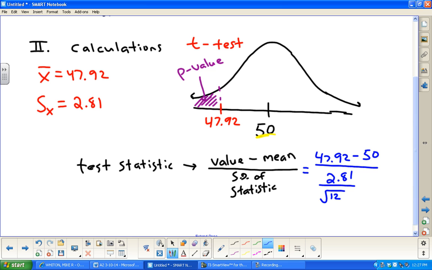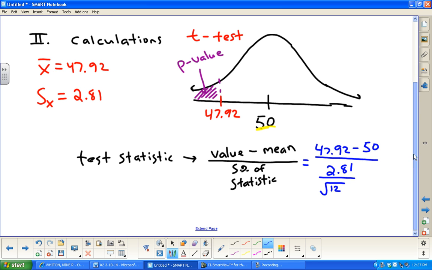So the numerator is negative 2.08. When we divide, I got a value of negative 2.564. Okay, so that is how many standard deviations we are actually below the mean. That's the test statistic for this value right here, negative 2.564.